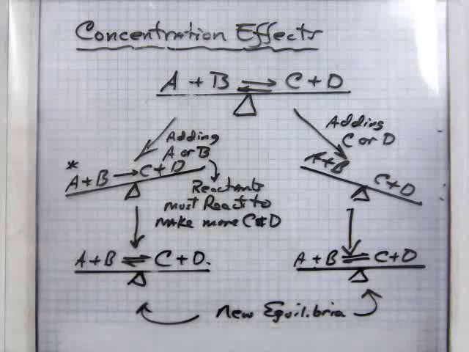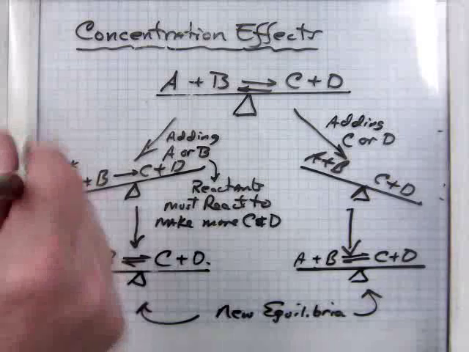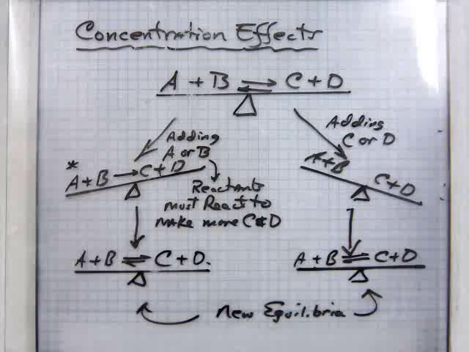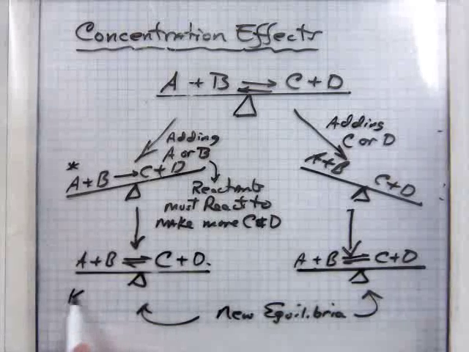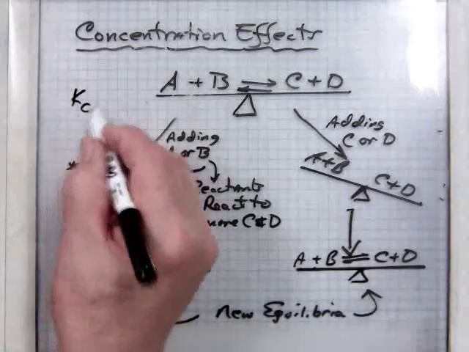Now, temperature will change the equilibrium constant, but changing concentrations in the reaction will not change the equilibrium constant. I'll say that again. Changing concentration effects and pressure volume effects will not change the equilibrium constant. So the equilibrium constant, Kc, in the new equilibrium will be the same as the Kc old.